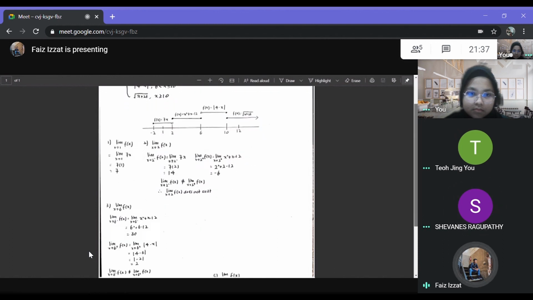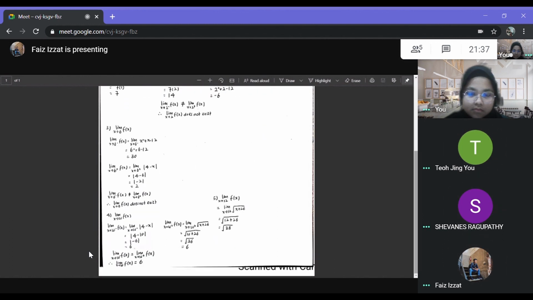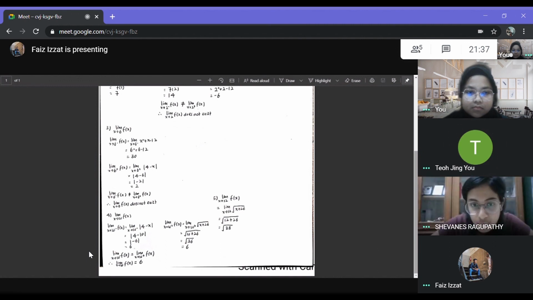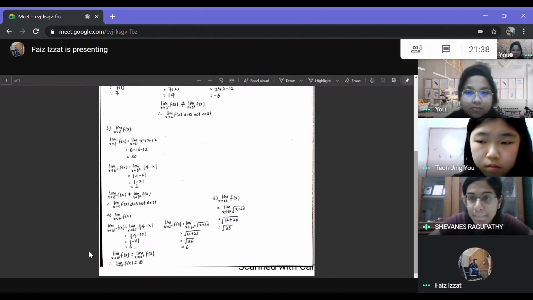So Faiz, can you help me scroll down? Sure. So the fifth function, limit of f(x) when x approaches 12, we have to substitute into the function x plus 26. So the limit when x approaches 12, we substitute 12 into x, so 12 plus 26, you get 38. So the final answer will be 38.